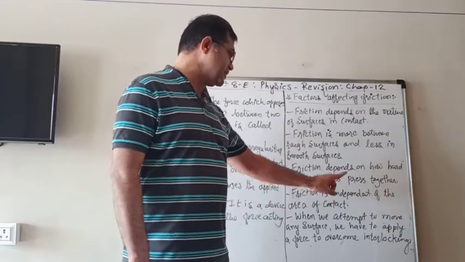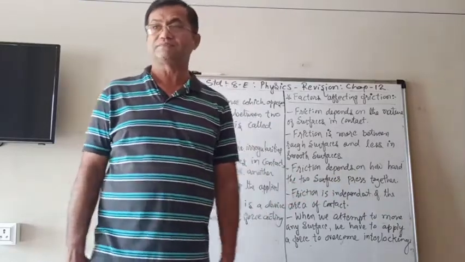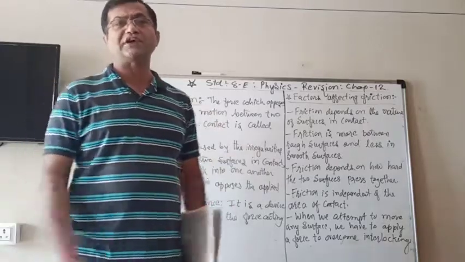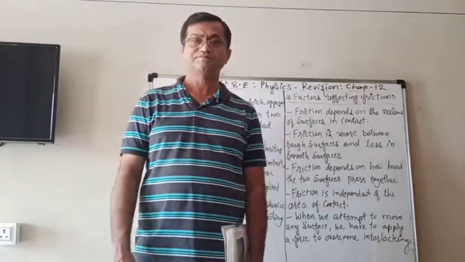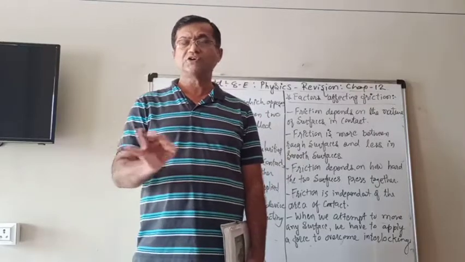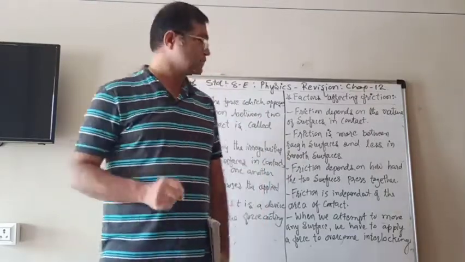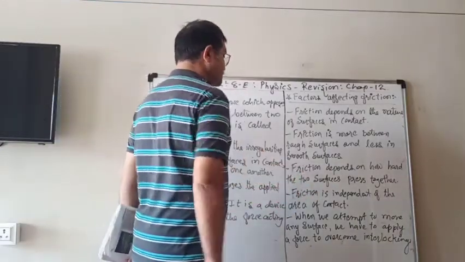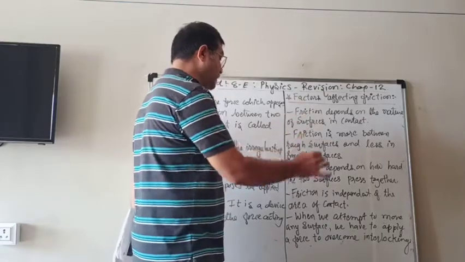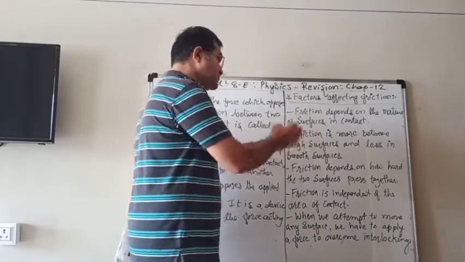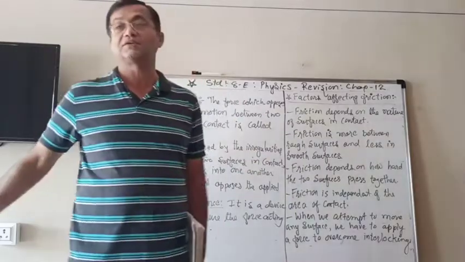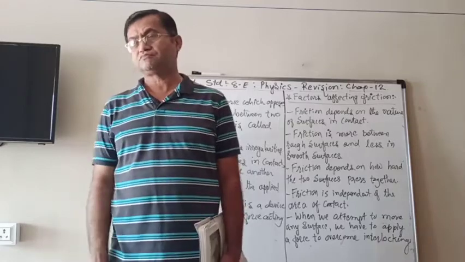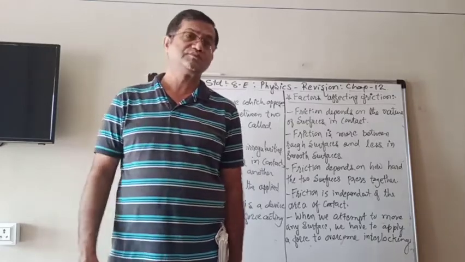Friction is independent of the area of contact. It doesn't matter whether the area of contact is bigger or smaller. The force of friction does not depend on it. And one thing that is here, friction depends on how hard the two surfaces press together. Let me explain it with an activity.